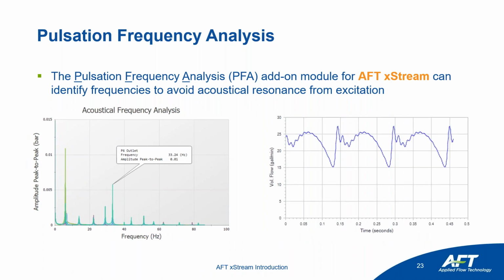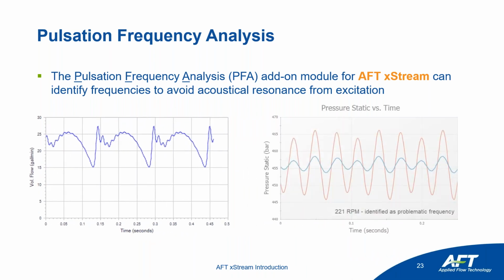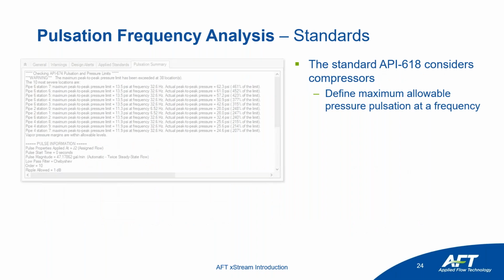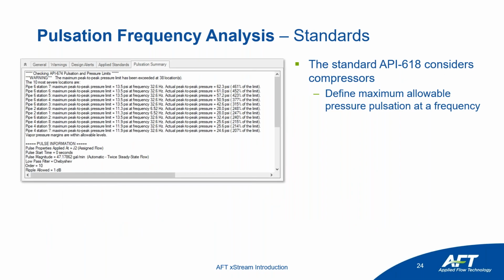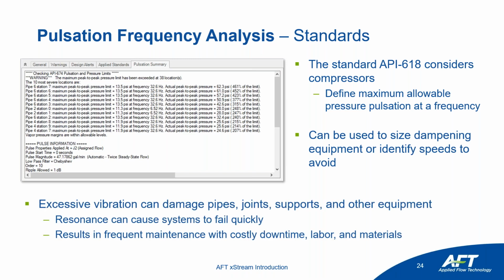From those frequencies, we can get a function that will inform the compressor and how quickly it will operate, or something that will activate that frequency. And that gives us a worst case scenario: what's our peak-to-peak pressure at that point. Again, it considers the API 618 standard, where it'll indicate whether or not the peak-to-peak pressure is exceeded. And you can further use the module to size dampening equipment and identify speeds to avoid.